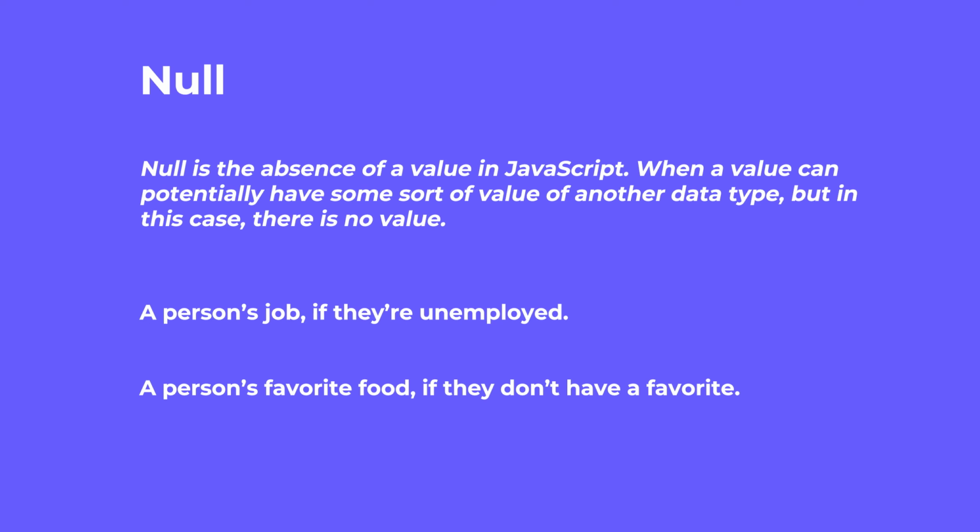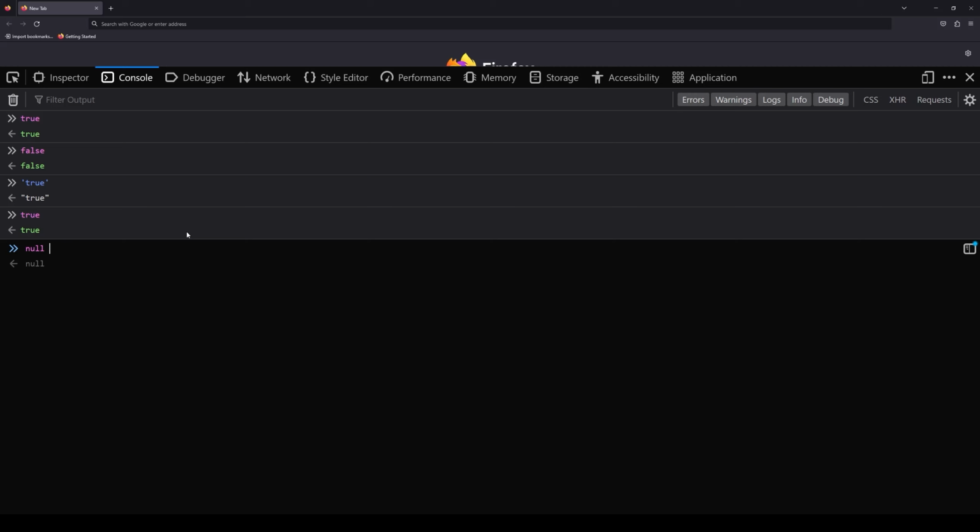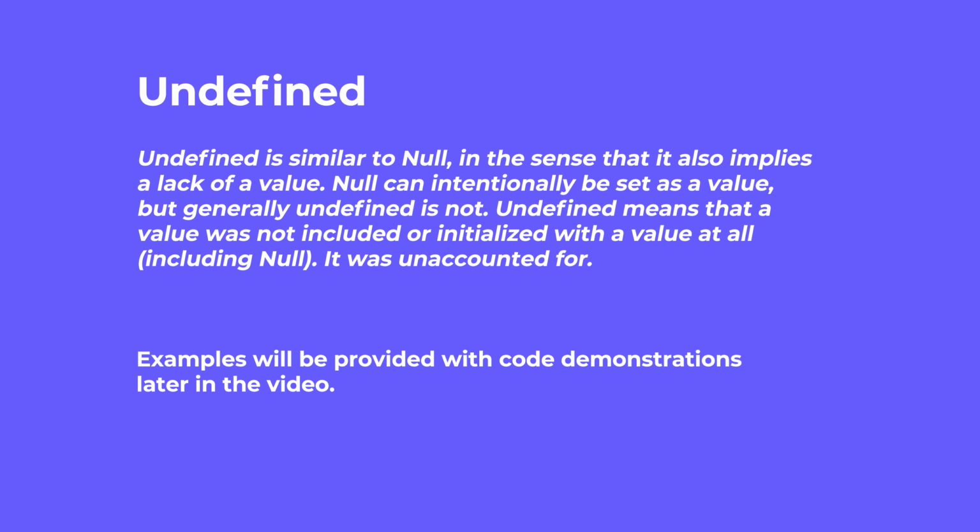Okay, so null is the absence of a value in JavaScript. When a value can potentially have some sort of value, but in this case it doesn't, it would be represented as null. It's just a way of saying that something doesn't have a value. An analogy could be if a person is unemployed and they don't have a job, their job would be null. The next data type is undefined. Undefined is similar to null in the sense that it also implies a lack of a value. But null is usually something that's intentionally set, and undefined is generally used when something doesn't have a value, but it was never meant to have a value.